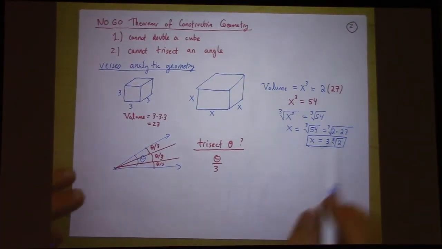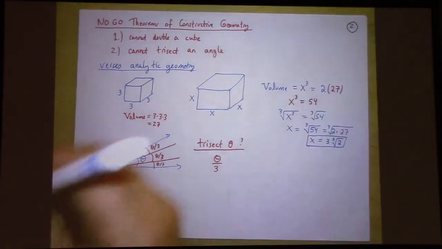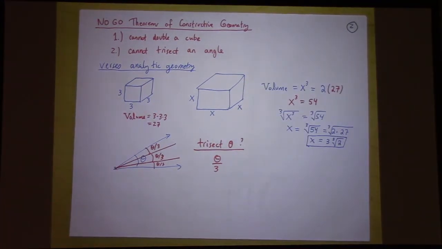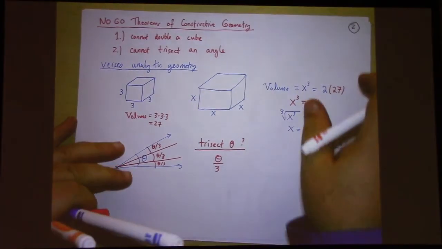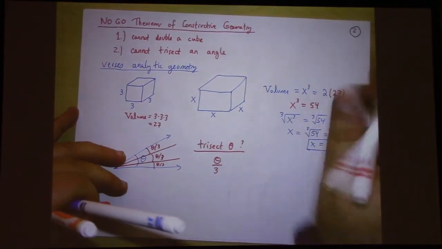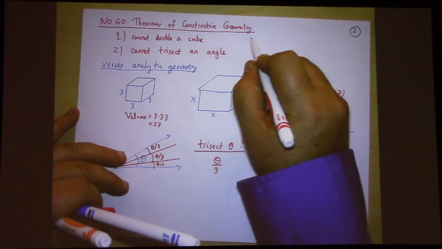I'll put this on the previous page. So, number 2. And so Euclidean geometry is, Euclidean geometry basically is constructive geometry, okay?